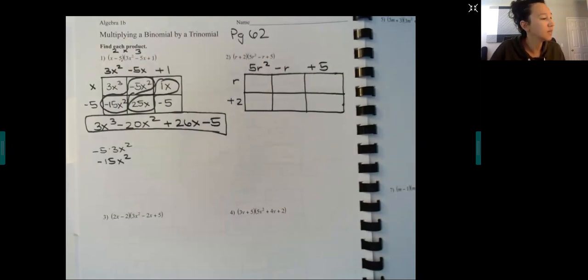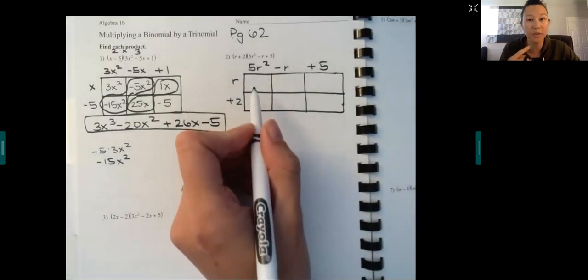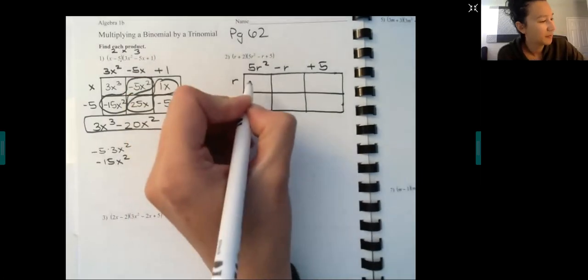Okay, do I have any volunteers that want to tell me what they got? Will someone volunteer and tell me what they got inside all the boxes for number two? This is Savannah Gill. I could do it. Okay, thanks, Savannah. Just give me 1 second to grab that problem. Okay.